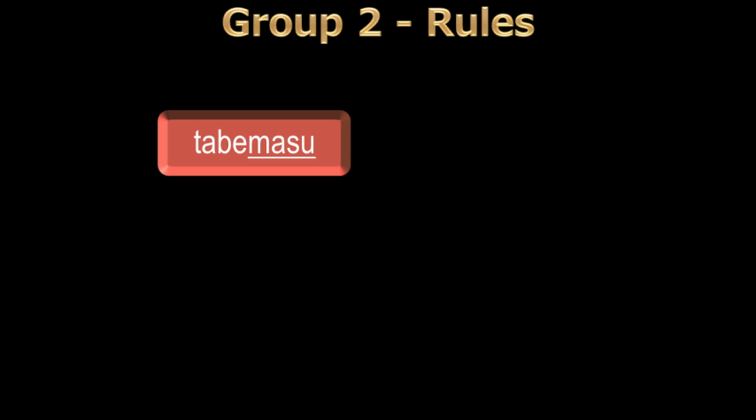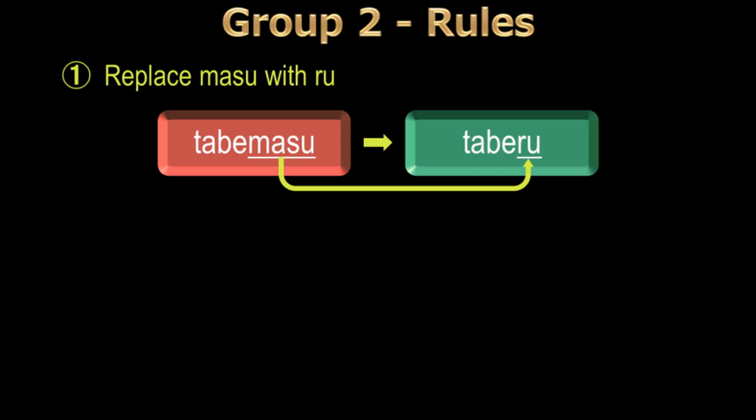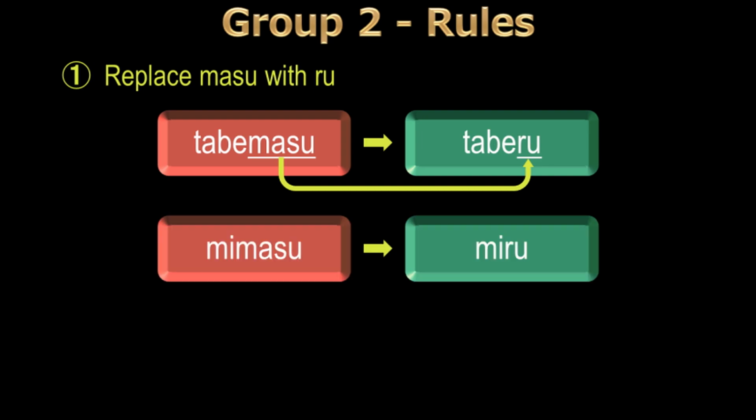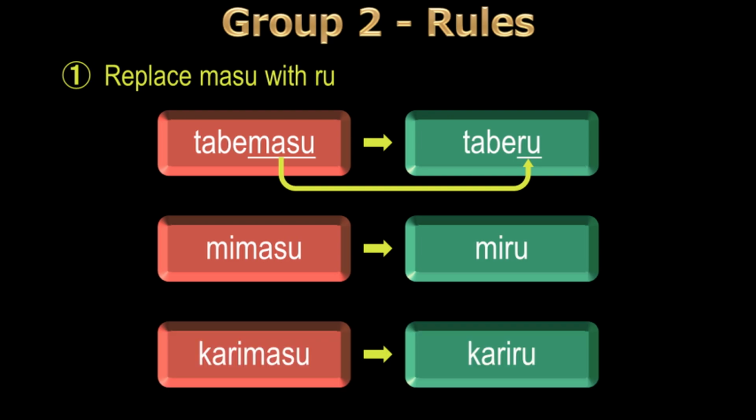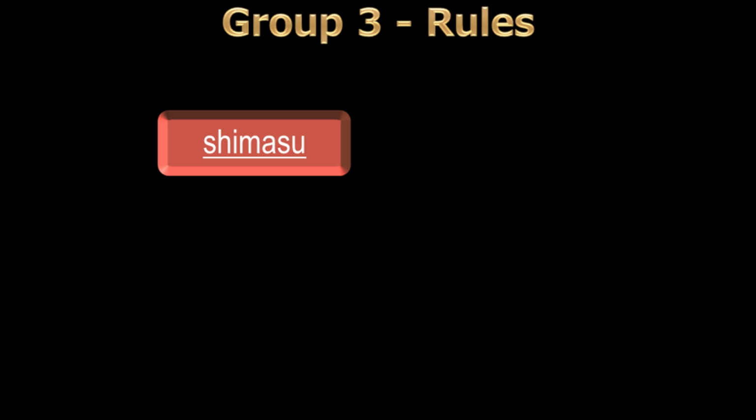Next, let us see the rules in case of group 2 verbs like tabemasu, which means to eat. We have to replace masu with ru, and it is as simple as that. On replacing masu with ru, we will get taberu. On similar lines, for mimasu, which means to watch or see, we will get miru. And for karimasu, which means to borrow, we will get kariru. Next, let us see the rules in case of group 3 verbs. Here, we have no choice but to memorize.